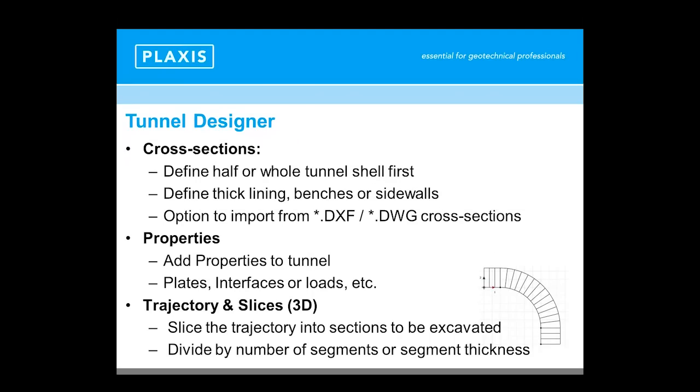So the cross-sections can be defined either entirely or half, if one wants to take into consideration symmetry conditions eventually, and this will be defined for the tunnel shell in the first place. Then, based on this tunnel shell, thick lining, benches or sidewalls could be defined by, for instance, offsetting the tunnel shell. And as I was saying earlier in my presentation, it is also possible to import DXF and DWG cross-sections.